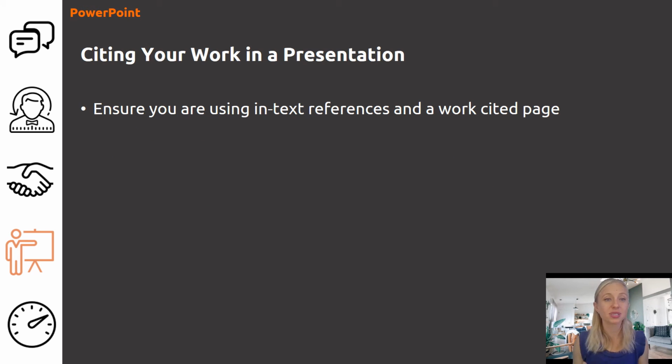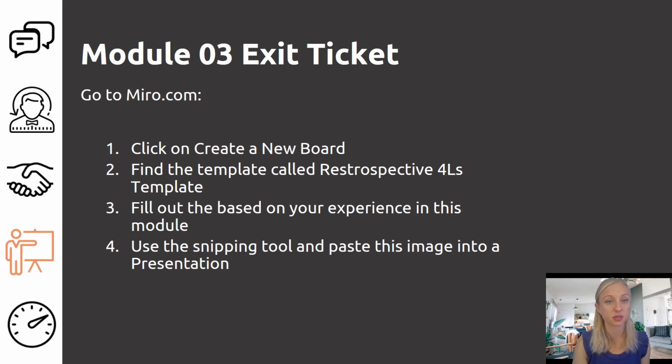Also, remember to cite your work in a presentation. Just like anywhere else, if it's not our work, we should be citing it. You can use in-text references as well as a works cited page at the end if needed. And just think of it just as any other works cited. You can use MLA, you can use APA, whatever you're comfortable with. Just make sure you're doing that. Because again, if the work isn't yours, we should be crediting the person whose work it is.